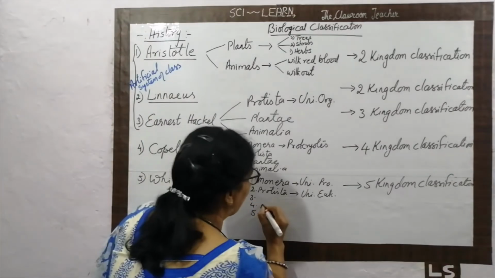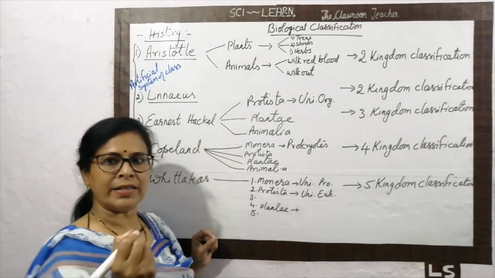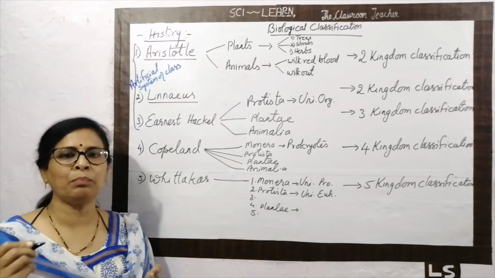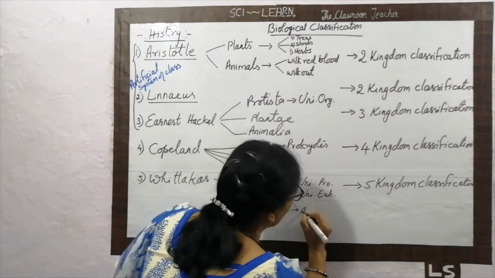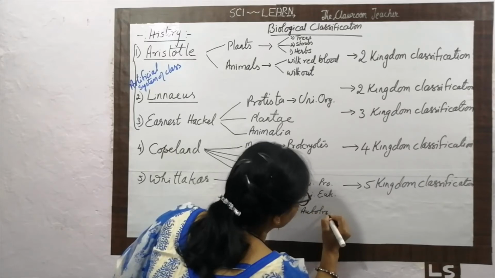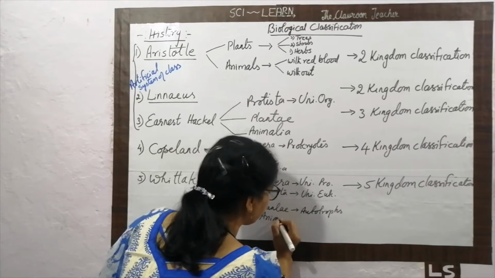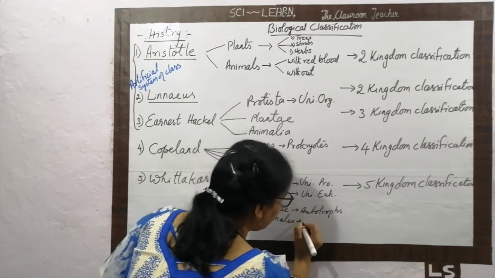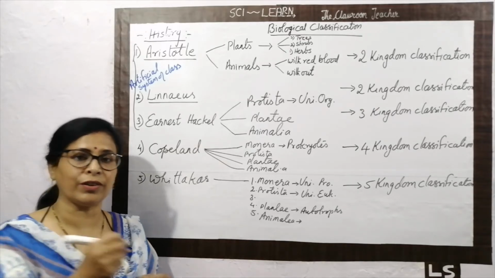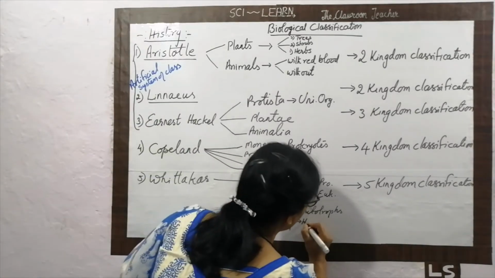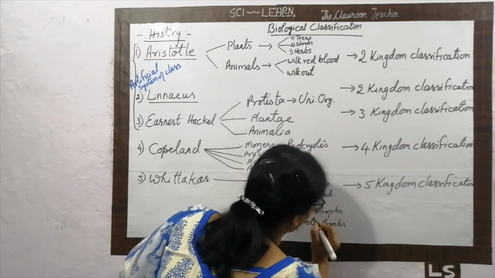Now the fourth is the Plantae. What is included in this group? It includes all the plants. Plants means all the autotrophs. Then Animalia. When we talk about the Animalia, it means the species who depend on the autotrophs for their food, and they are called the heterotrophs. So all the heterotrophs are included here.